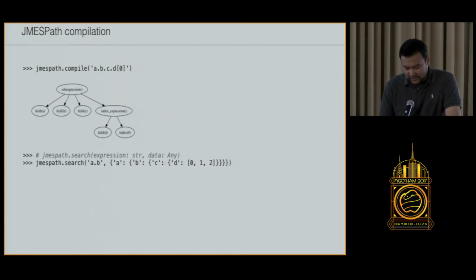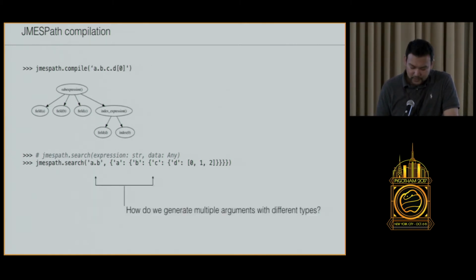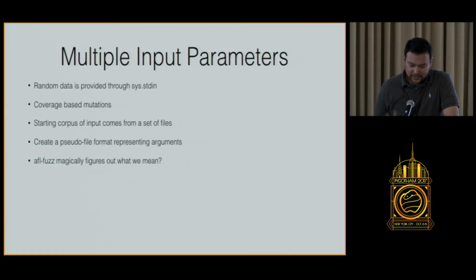But one of the things I started looking at was how do we actually use multiple input values. So in this case, not only do I want to parse or fuzz the expression, but also the sample input data. So what I started experimenting with was trying to think of it as a file format, right? So you give it a sample corpus of files, and if we treat the files as a pseudo file format, does that actually work very well? Can we actually start creating a bunch of sample data that AFL fuzz will magically figure out?